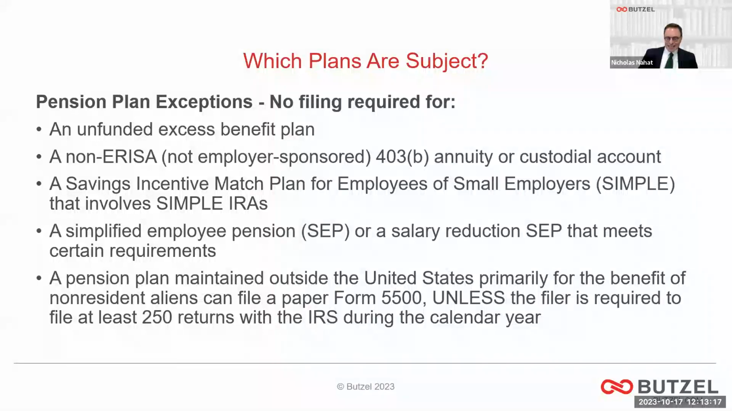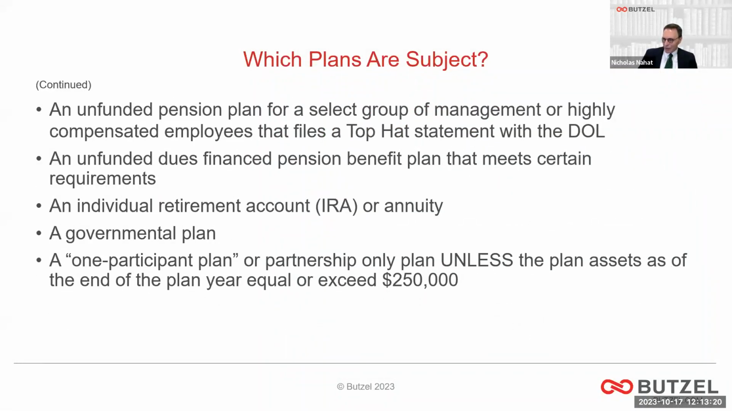Let's move on to the next slide, slide 7, for more no-filing requirements, or no-filing plans: an unfunded pension plan for executives, top hats, an unfunded dues-financed pension benefit plan, an IRA. Thank goodness we don't have to file for that, eh? A governmental plan, and we also mentioned the one participant plan. Now, if you're dealing primarily with one of these plans that we just said had an exception, maybe you don't need to know much more about the Form 5500 because you're already exempt.